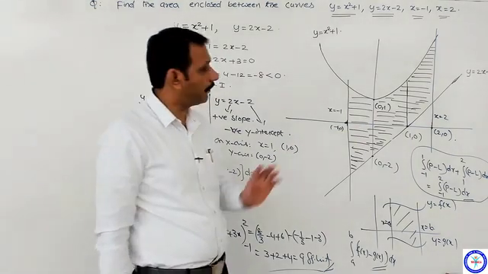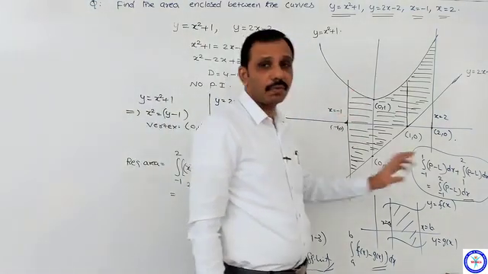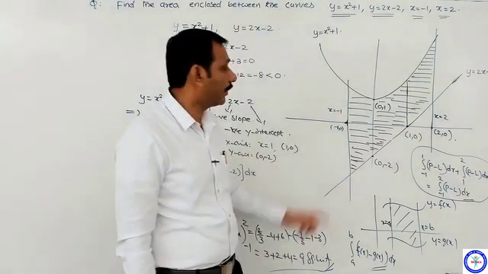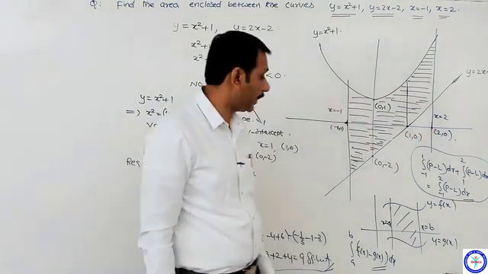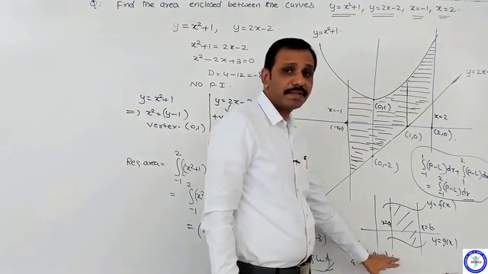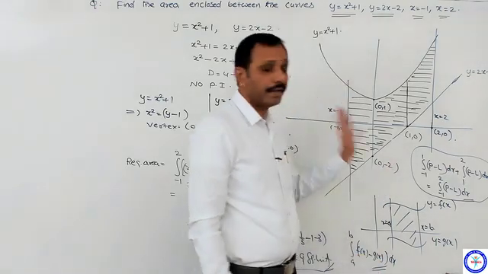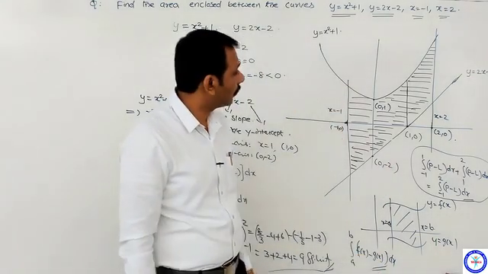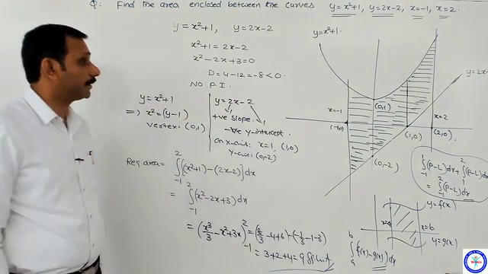Please, every one of you observe, area between two curves. If limits of integration are x equal to a and x equal to b, it is integral a to b f of x minus g of x, that is upper curve minus lower curve into dx. Hope you understood this concept. Please copy this carefully.